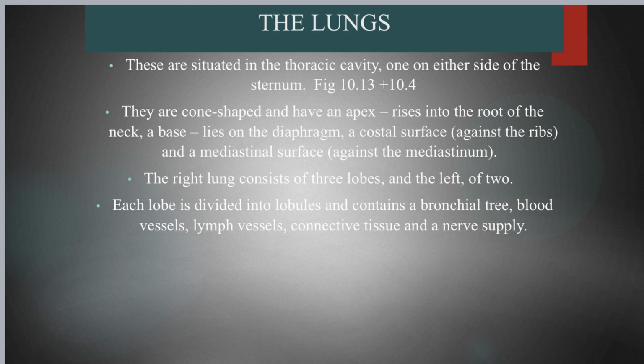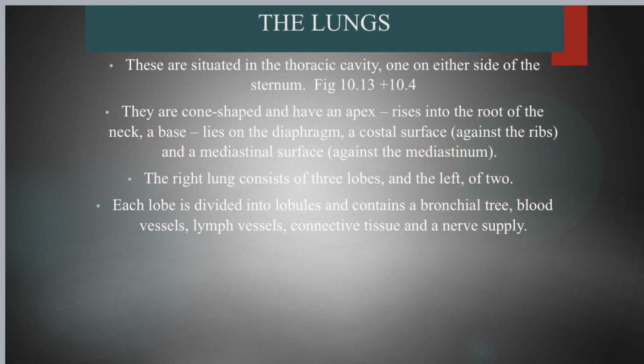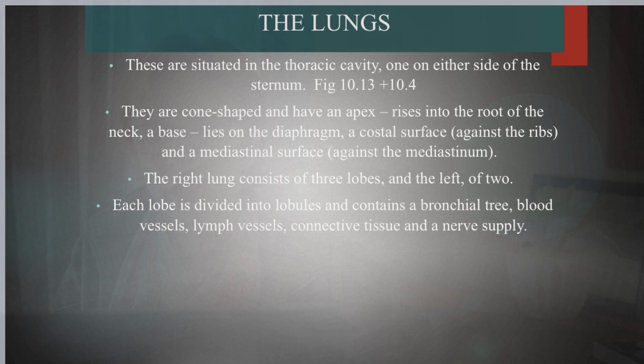The lungs are cone-shaped and have an apex. They are actually formed in the form of a triangle, which rises from the root of the neck, and the base lies on the diaphragm. We have the costal surface against the ribs and the mediastinal surface against the mediastinum. The mediastinum is a membranous partition that is found between the lungs. The right lung consists of 3 lobes and the left of 2.